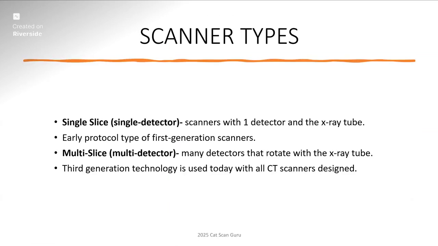Now, your scanner types. This is basically what kind of scanner you operate. Like I was saying, a single slice, so it's a single detector. This is scanners with one detector and the X-ray tube. This is the early prototype of the first generation scanners, also the second, because multi-detectors didn't start coming out until the 3rd generation, when you were able to have a detector array that rotates around the patient together. Then you have your multi-slice, so that's your multi-detector.